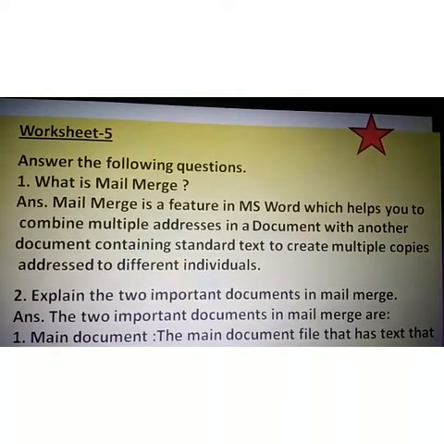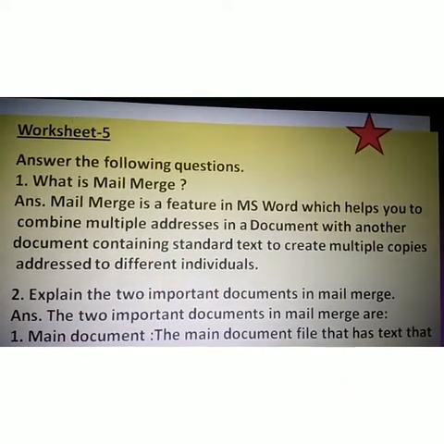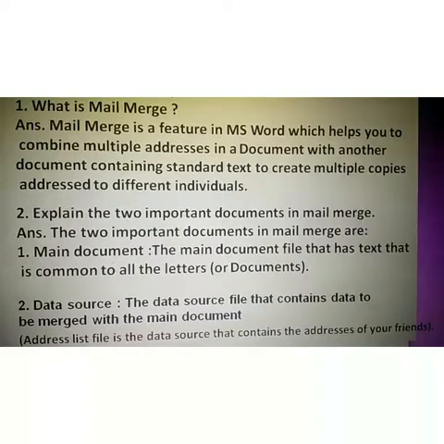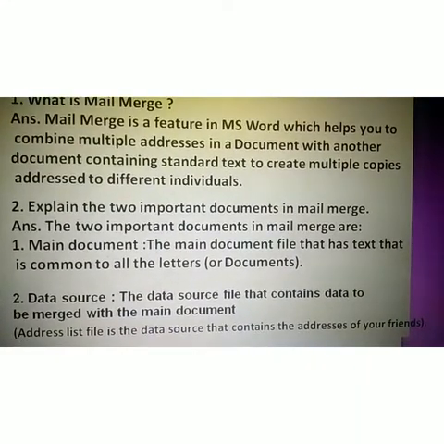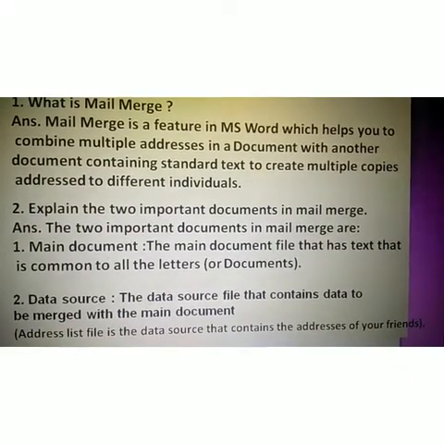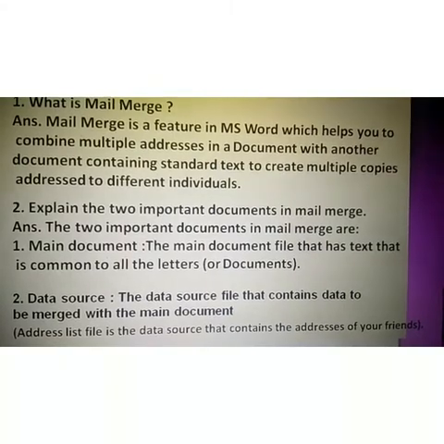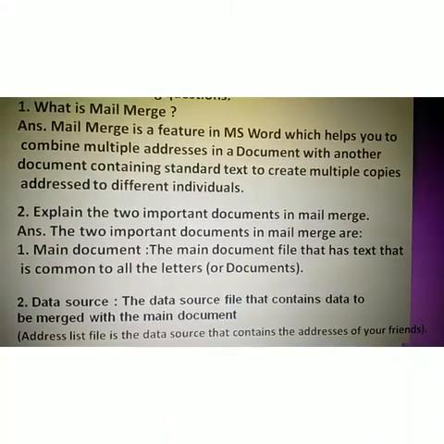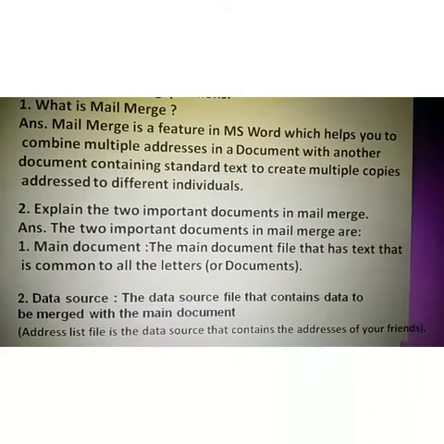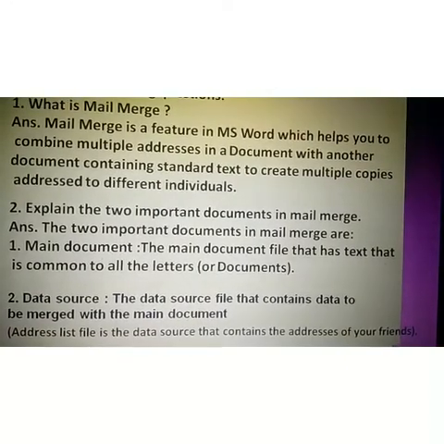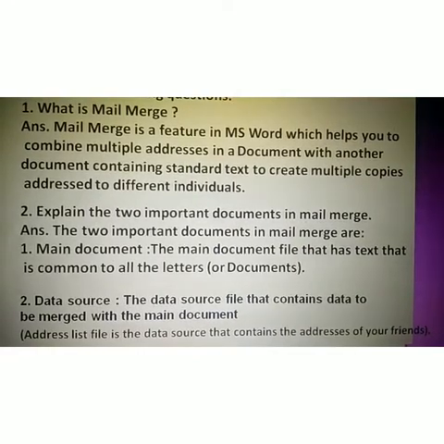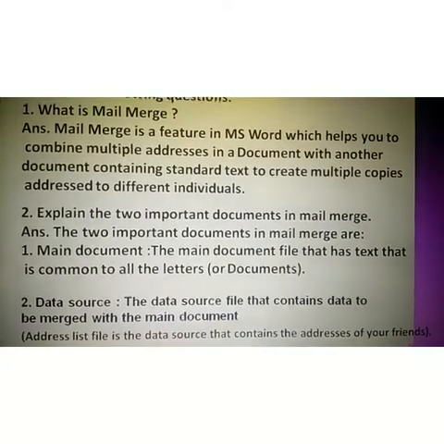Then next, second question: explain the two important documents in mail merge. The two important documents in mail merge are: first, the main document, the file that has text that is common to all the letters or documents. Second, the data source, the file that contains data to be merged with the main document. The address list file is the data source that contains the addresses of your friends. So two important documents: main document and data source.